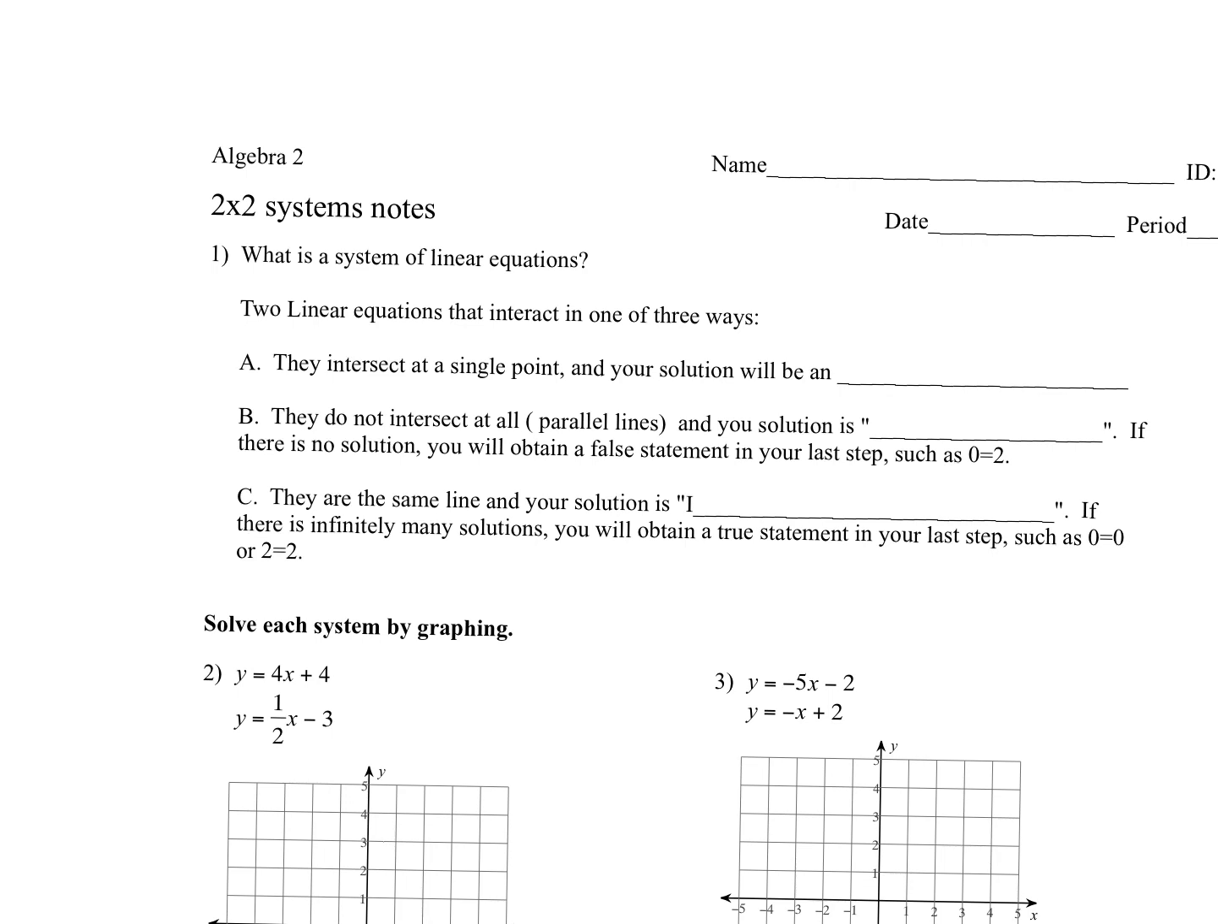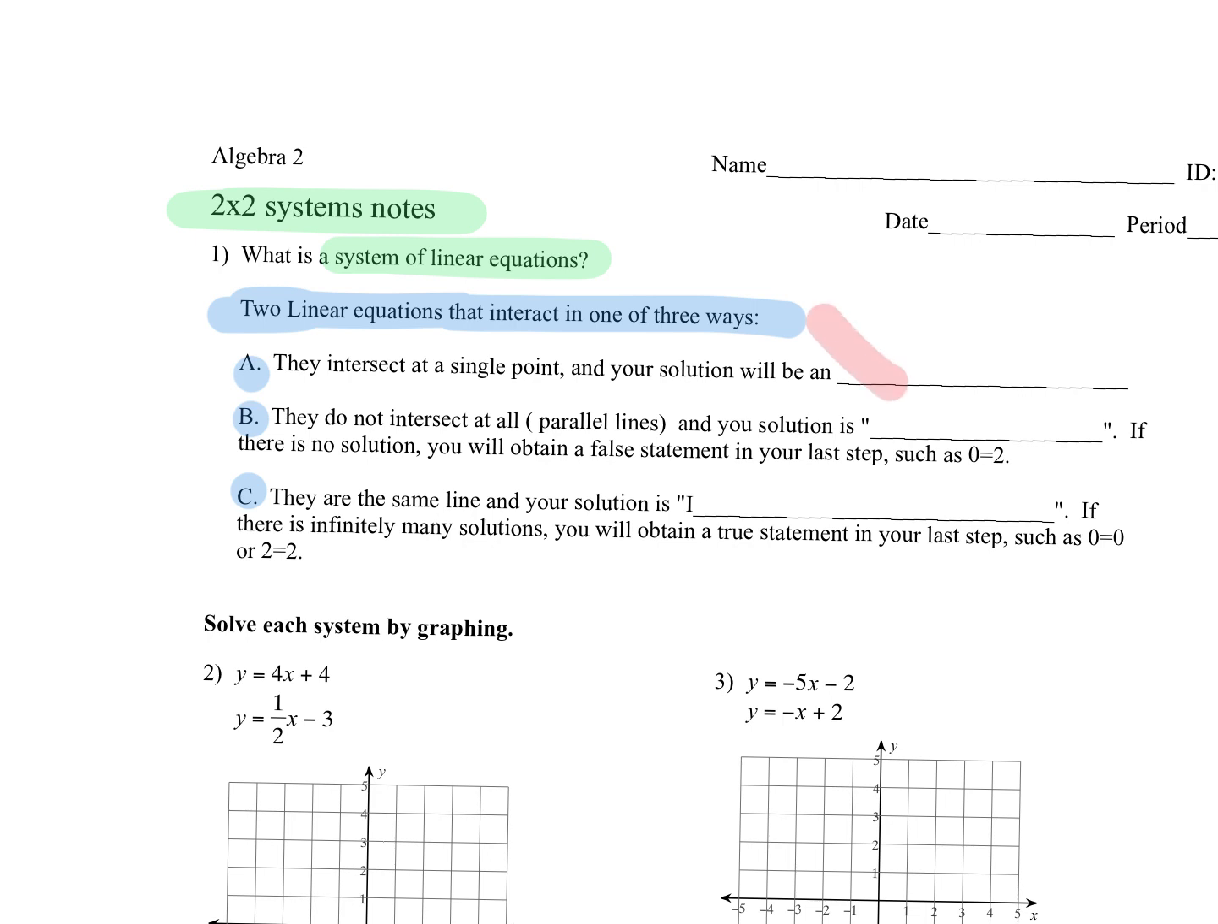Okay, so today we are going to start looking at 2 by 2 systems. What that means is a system of linear equations, and a system of linear equations is basically two linear equations that interact in one of three ways. So we have three different ways that those two lines can interact. The first way is if they just cross at a single point.